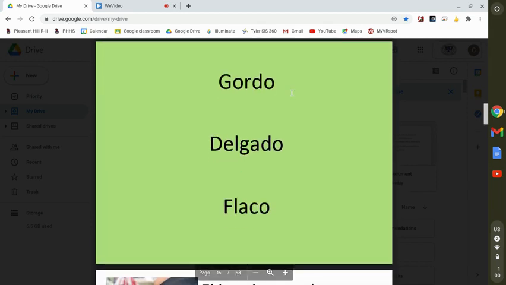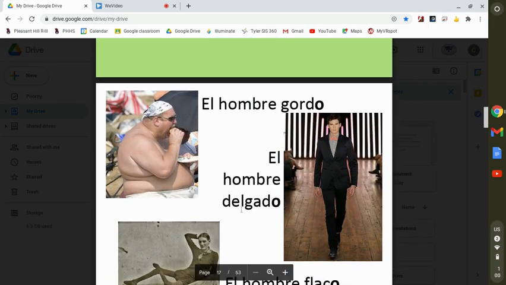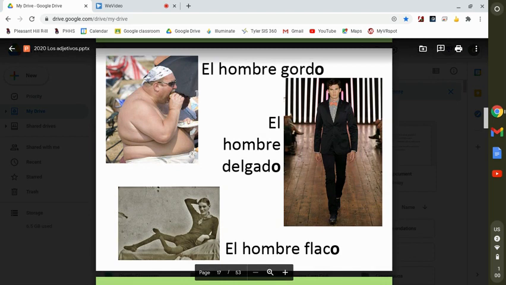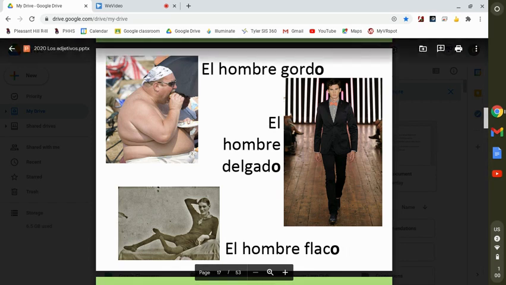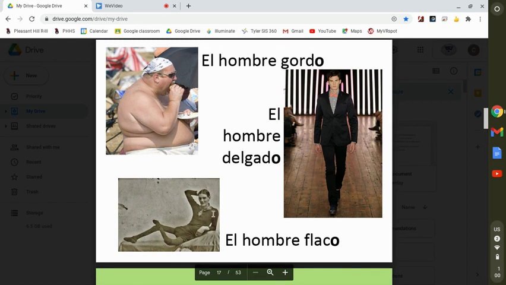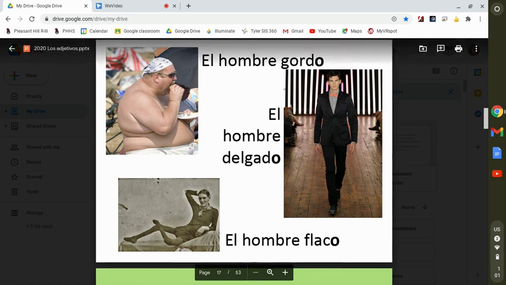Next three words, gordo, delgado, and flaco. And here are your pictures. El hombre gordo. Since it's a man, it's gordo. That means the fat man. Gordo is fat. El hombre delgado is thin. If I had a woman here, I'd say la mujer delgada. And el hombre flaco is skinny. So if I had a very skinny woman, I would say la mujer flaca. But this is a hombre, a man, so it's flaco.